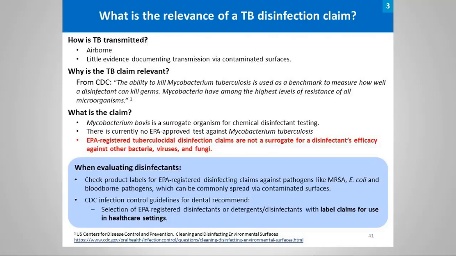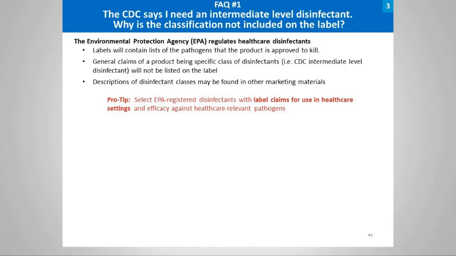So what all this means is the label claims for use in a healthcare setting are really the key thing that I'm looking for. You want to look at a product label and make sure that you have an EPA-registered disinfectant claim against the common things you're going to find in your practice, like MRSA, E. coli, the common bloodborne pathogens. In that sense, TB is maybe not as important a kill claim as you might think.